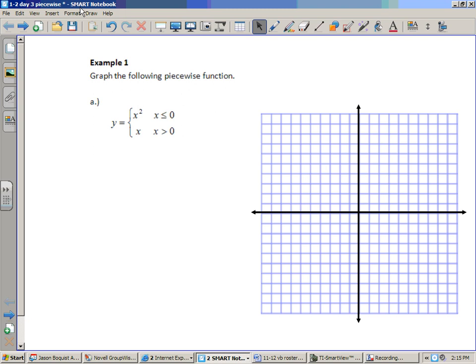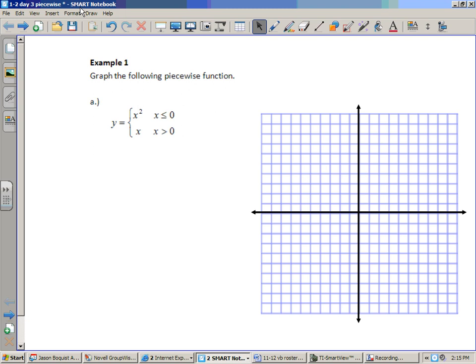And basically what you see there is a piecewise function. It doesn't have to be two parts. As you can see, it's saying y equals x squared as long as the x value is less than or equal to 0. And y will then equal x, and x only, when x is greater than 0. You could have a piecewise function that has 10 pieces. You could have 20. This one happens to only have 2.